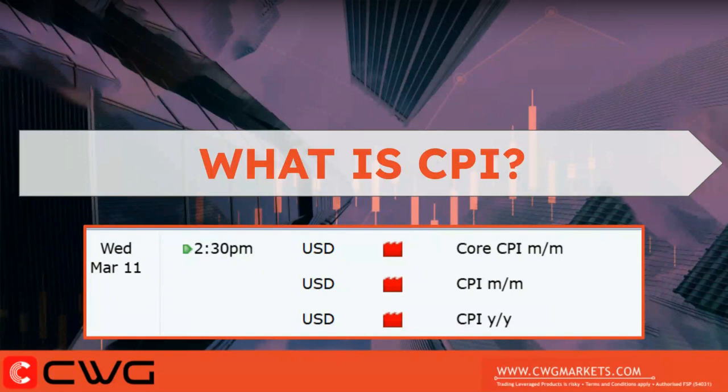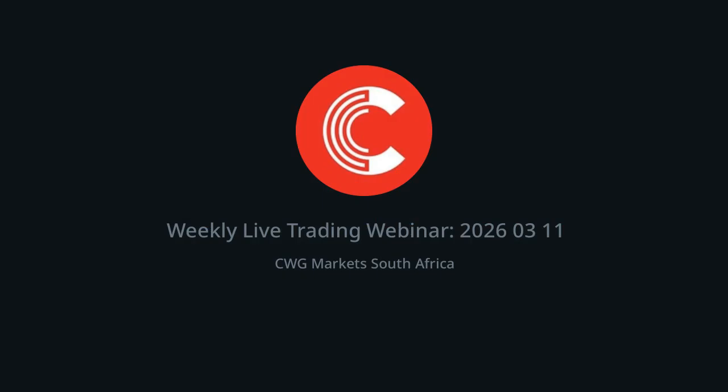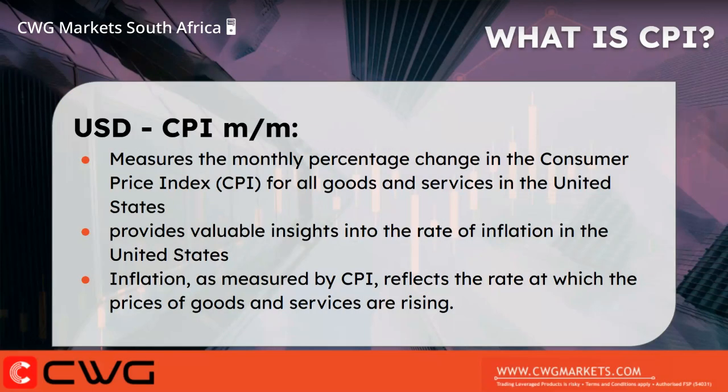So what is CPI? CPI is a key economic indicator that measures the monthly percentage change in the consumer price index for all goods and services in the United States. This indicator provides valuable insights into the rate of inflation in the US and is an important indicator that has a direct influence on the value of the US dollar.